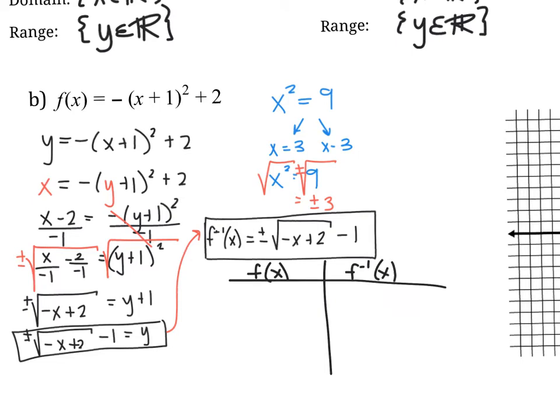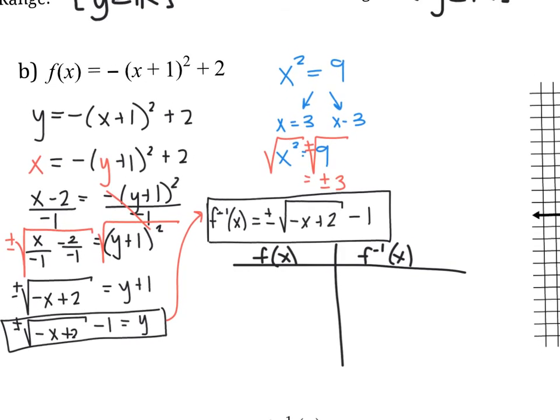Well, the original is a parabola, and it's in vertex form, so we know that the vertex is going to be -1, +2. Which means we know a point on the inverse. If this point exists on the original function, then what point must exist on the inverse? 2, -1 must be on the inverse. This might not feel like enough to graph it.